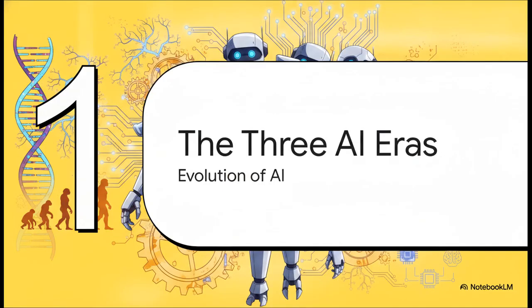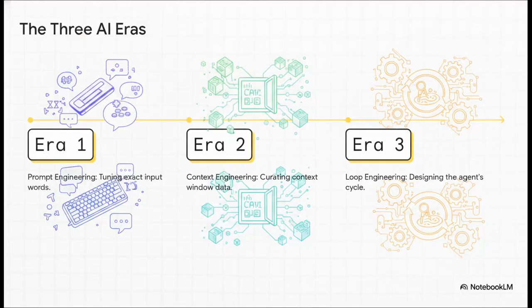All right, part 1, the 3 AI eras. To really get a grip on where we are now, we kind of have to look back at how AI development has evolved. Think of it in 3 eras. Back in Era 1, the holy grail was prompt engineering. We were obsessing over the exact wording of a prompt because the models were, frankly, pretty rigid. Then the models got smarter, and we moved into Era 2, which was context engineering, meticulously curating exactly what data we stuffed into the context window.